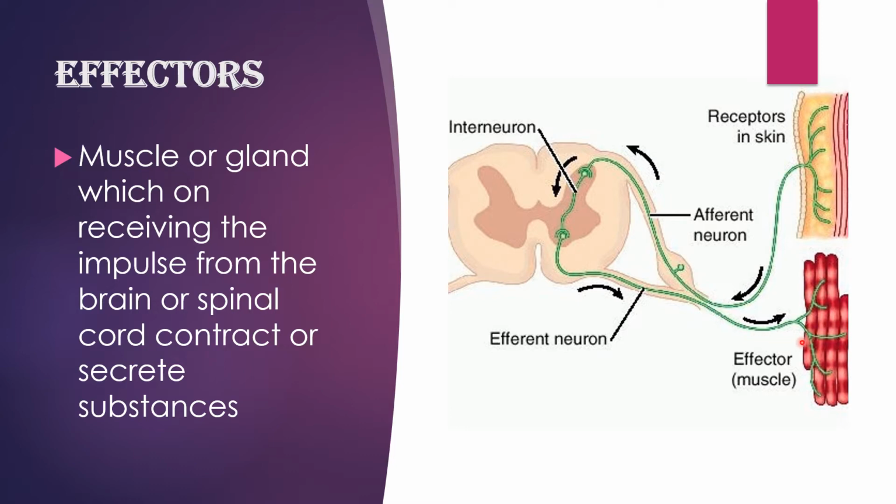These muscles will receive impulses from brain or spinal cord. This is the diagram of spinal cord. From that it will receive impulses and then it will contract or secrete substances. That is called effectors.